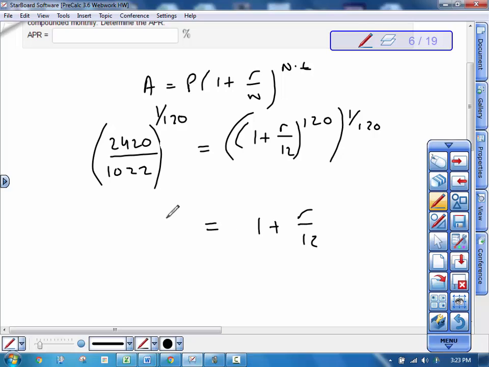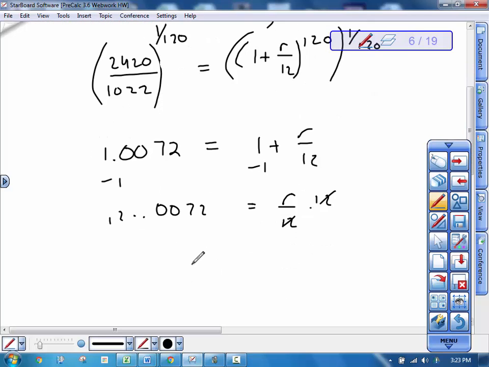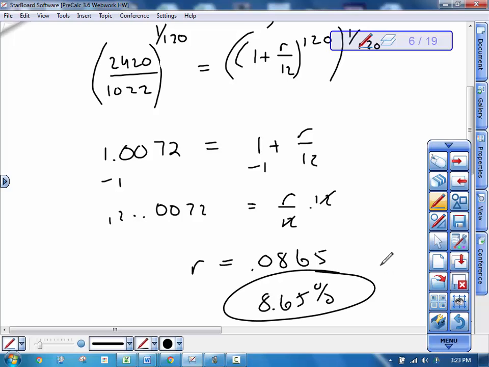And this number in your calculator gives you 1.0072. So when you subtract 1, you get 0.0072. And then that equals r over 12. So you multiply both sides by 12. And that gives you a rate of, in my case, 0.0865 or 8.65% for my annual rate.